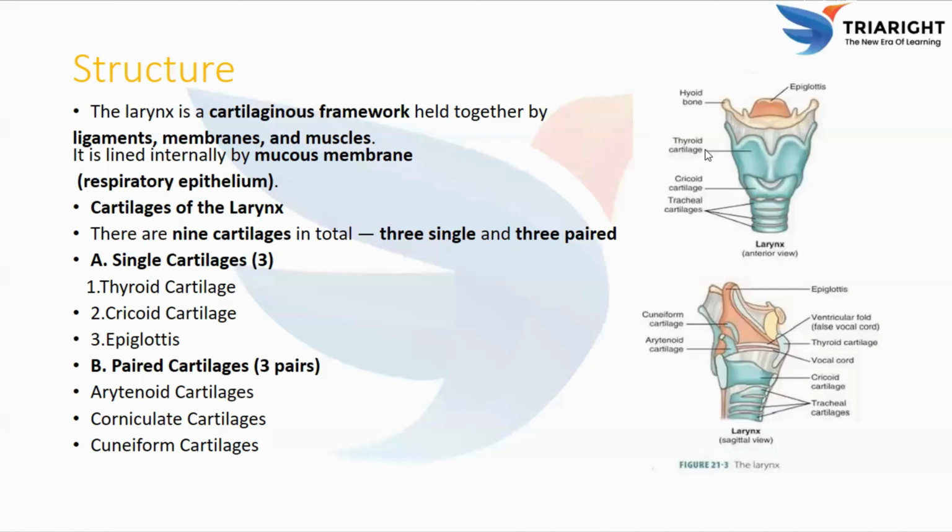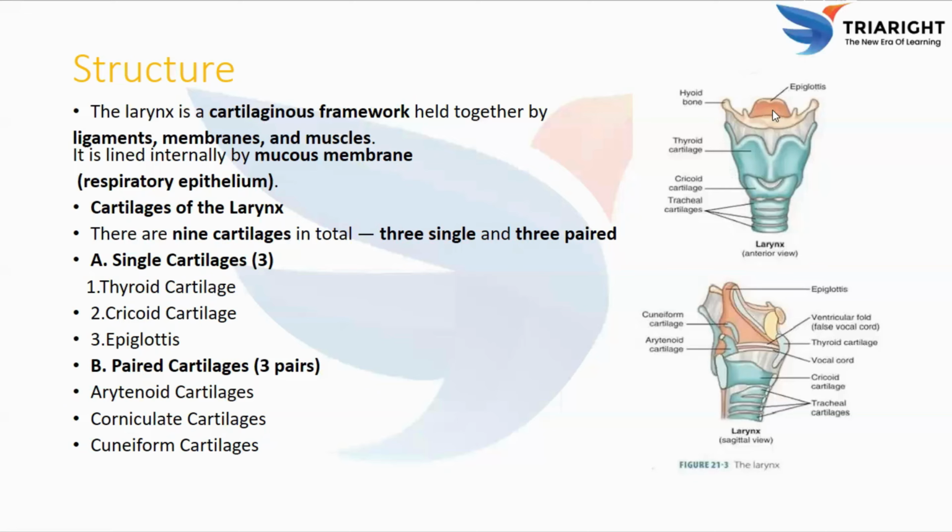The thyroid cartilage forms the Adam's apple. It protects the vocal cords and supports the front wall of the larynx. It also has 2 flat plates, laminae, that meet in the midline. The next single cartilage is the cricoid cartilage. It's a ring-shaped cartilage below the thyroid. It forms the base of the larynx, connects to the trachea, and acts as a strong support for the airway.